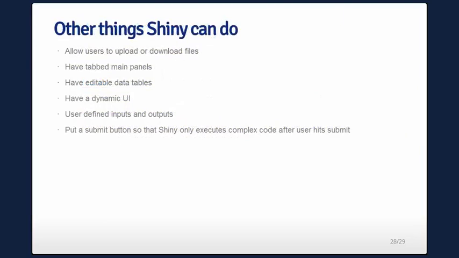Okay, so this is just a bare bones intro to Shiny. Some other things you can do: you can upload or download files from Shiny. You can have tabbed main panels. This is all within the standard ui.R function for tabbed main panels. You can have editable data tables. That's neat. You can have dynamic user interfaces, so based on values that you input, it can then show you new controls. You can have user-defined inputs and outputs, which is sort of like programming more Shiny functionality. And then you can put a submit button so that Shiny only executes code after the user hits submit, even for the first time. That's covered in the tutorial on Shiny 2 as well.